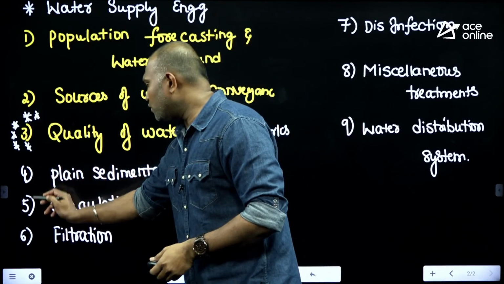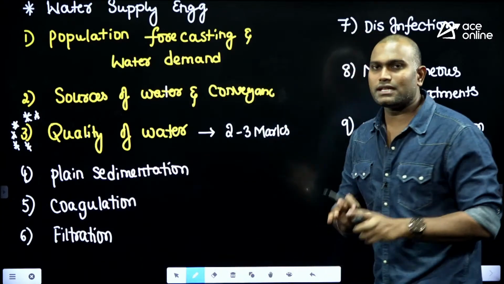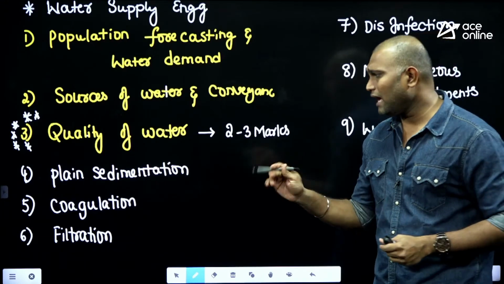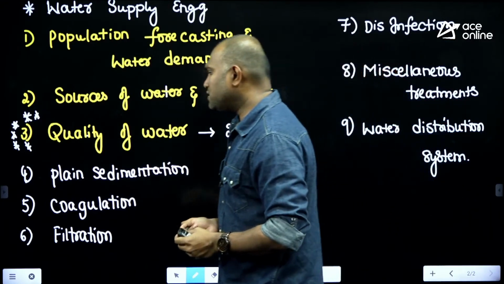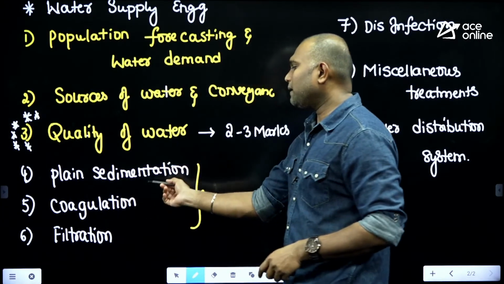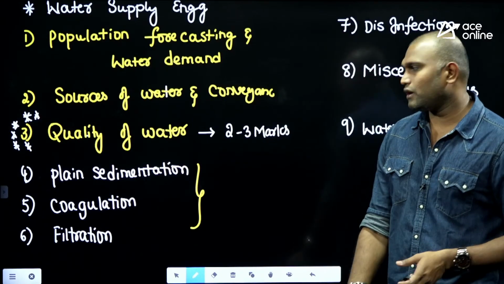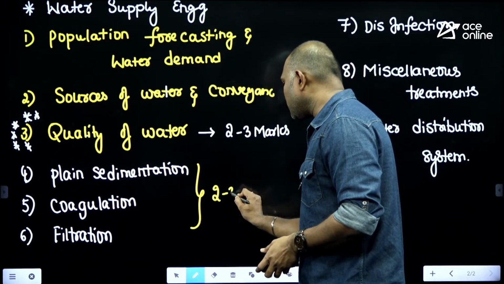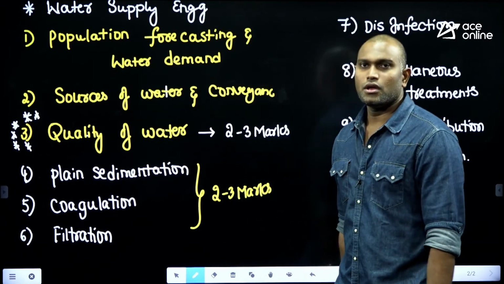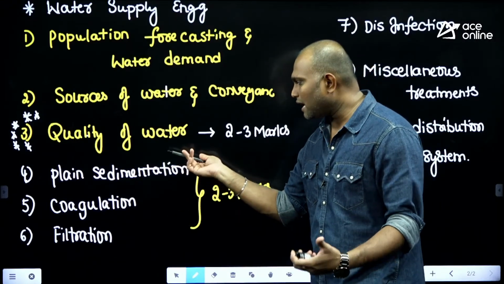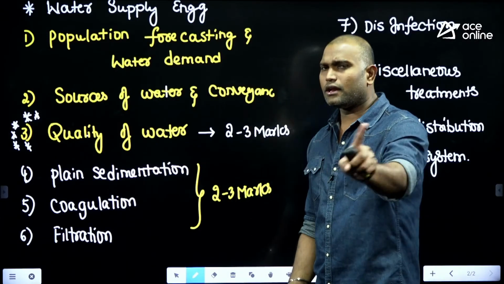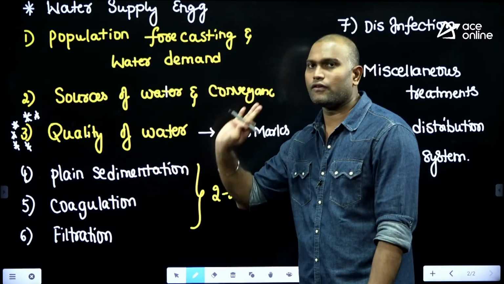So chapters 4, 5, 6, 7 are the typical water treatment, surface water body treatment. And out of these also, there are major topics that have been asked. From these, three topics, plain sedimentation, coagulation, and filtration, around 2 to 3 marks you can expect. Once in a while, if they ask plain sedimentation, they will be going for filtration or coagulation. But every year, damn sure you get a question from the quality of water.